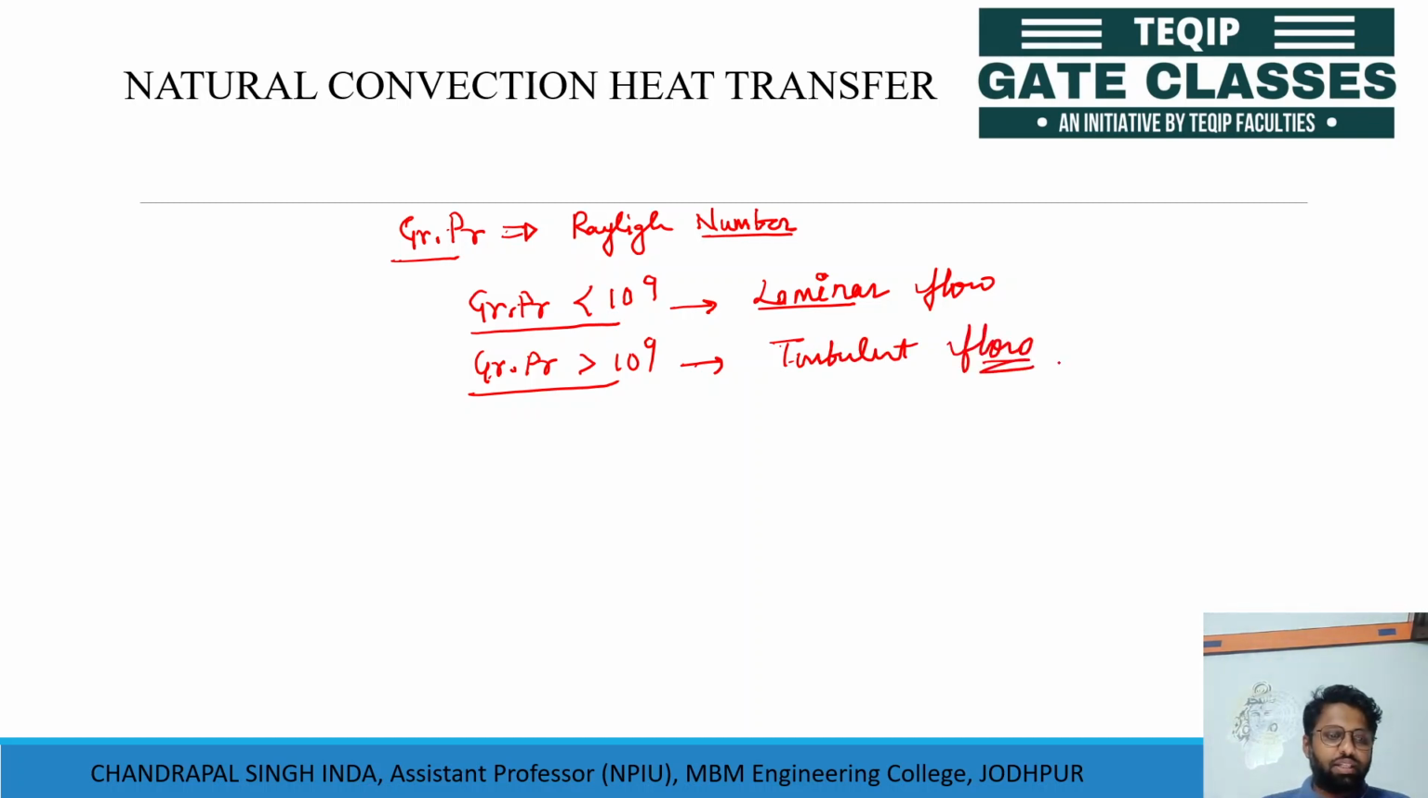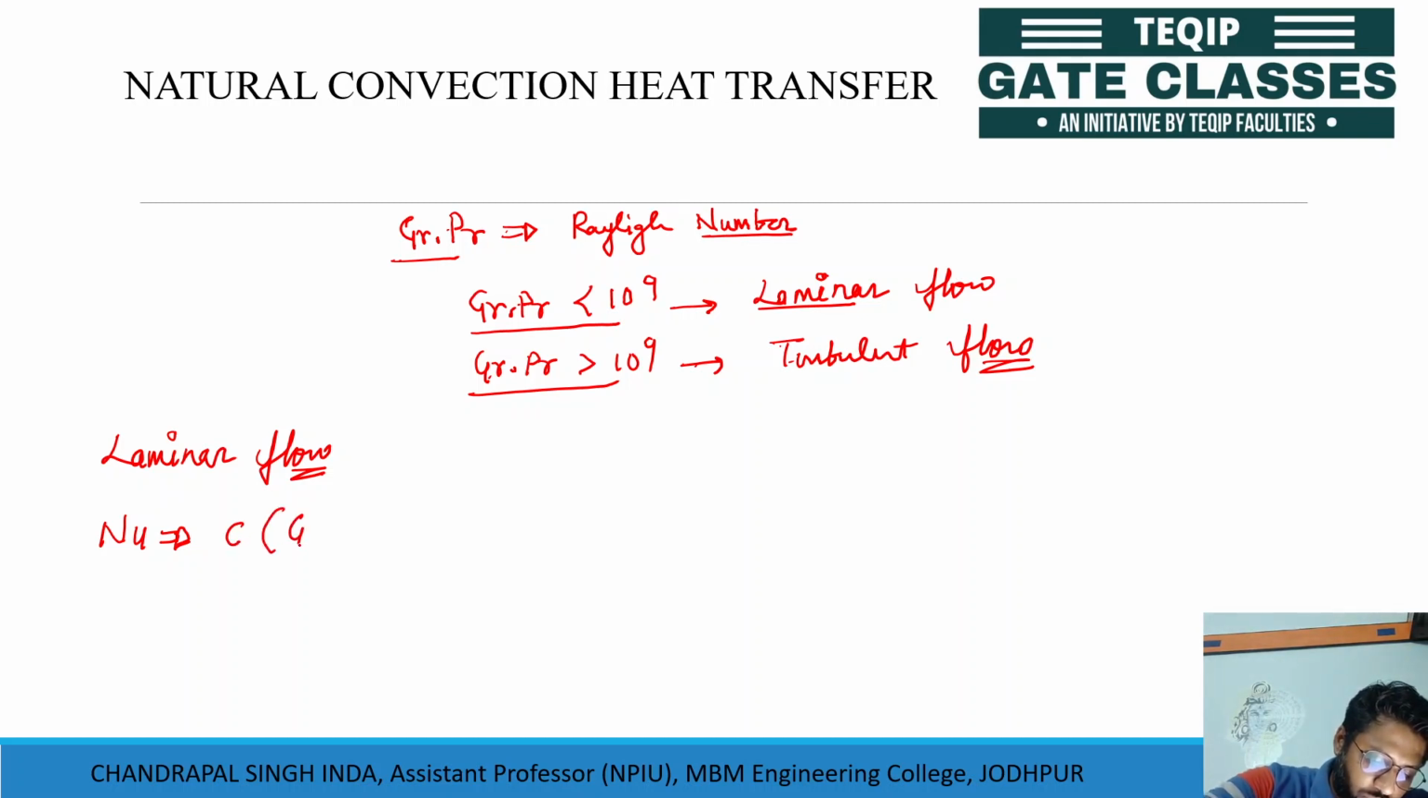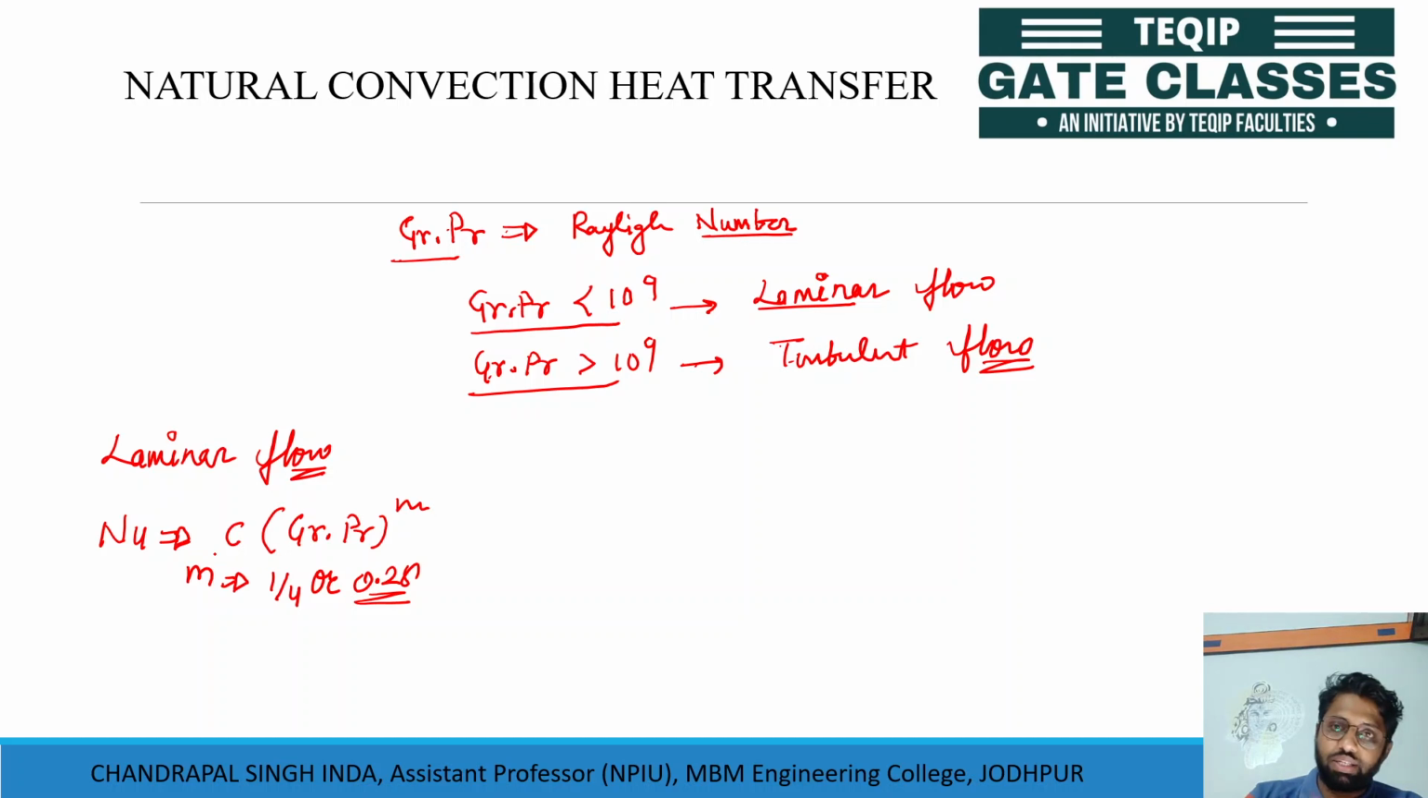So let's have the empirical relationship for the laminar flow and the turbulent flow for natural convection. For the laminar flow, the Nusselt number will be a function of Gr Pr. Here the Nusselt number will be a constant C into the product Gr Pr to the power m. For laminar flow, m will be equal to 1 by 4 or 0.25 for natural convection, and this C varies as the geometry of the solid boundary changes.